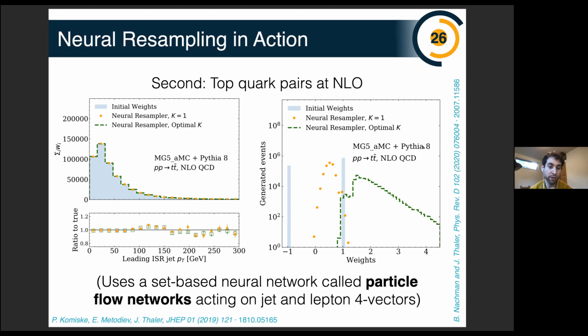But really the most important feature about this case that I want to describe is that the reweighting here is not done in one dimension. It's not done for just this leading ISR jet pT. In fact, we're doing the reweighting over basically all of the object four-vectors. In particular, we use a neural network architecture called particle flow networks, which is based on a technique called deep sets, where we act on variable-length permutation-invariant objects, which is what we have in the event. So we have a variable number of jets and leptons, and we process those four-vectors holistically.